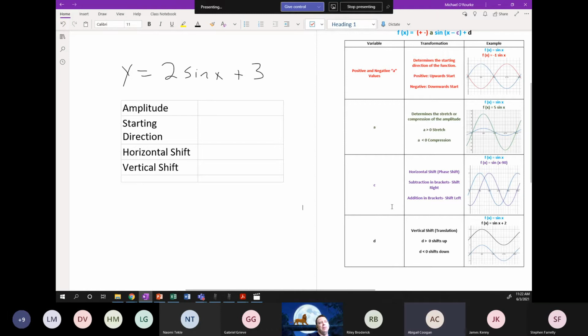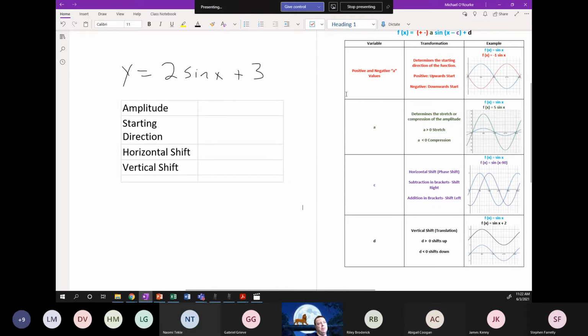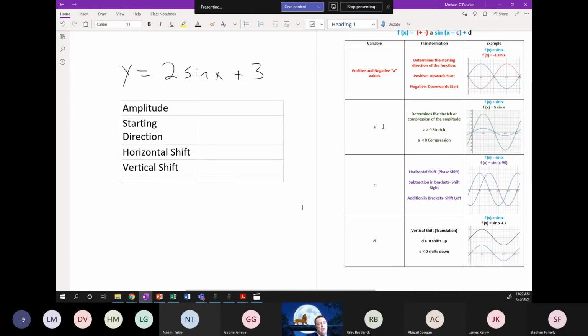All right, so here we go. So we're looking at how the sine function transforms here. Who can tell me what they know about this formula I just gave you? Who can tell me the amplitude, the starting direction, the horizontal shift, or the vertical shift? Can you type it in chat for me? So amplitude is 2. Very good.